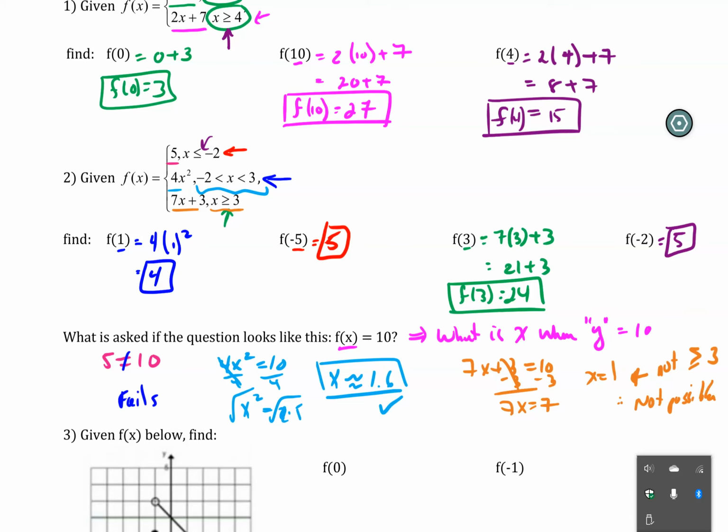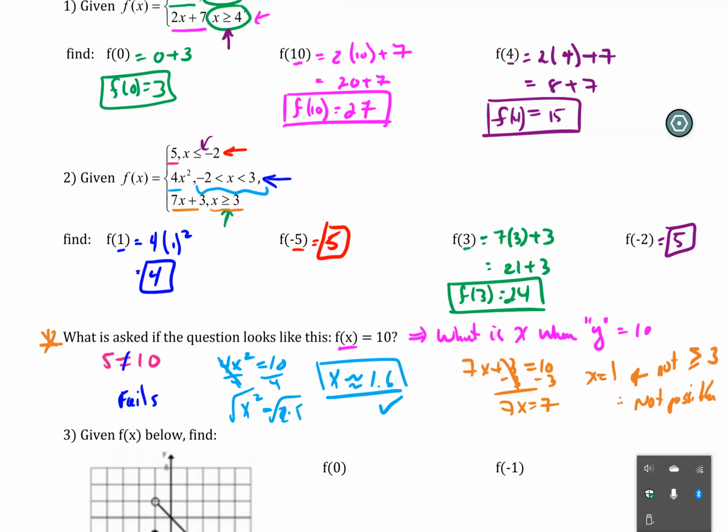So the only one here that does work is the middle function, and x would be approximately 1.6. So this is definitely a tricky one, right? You have to be careful. Again, the more involved this piecewise function is, the more work you have to do here.